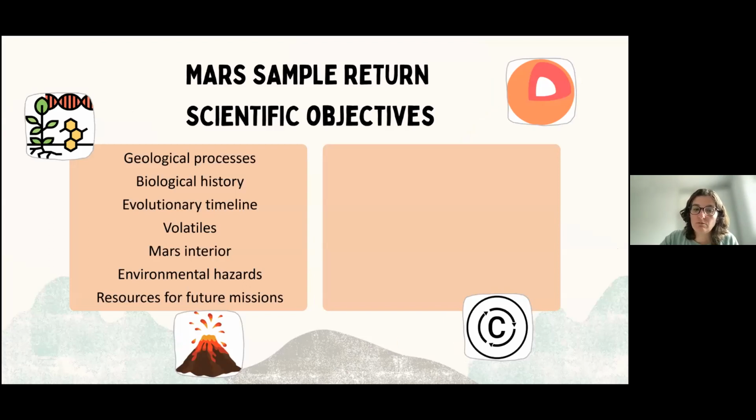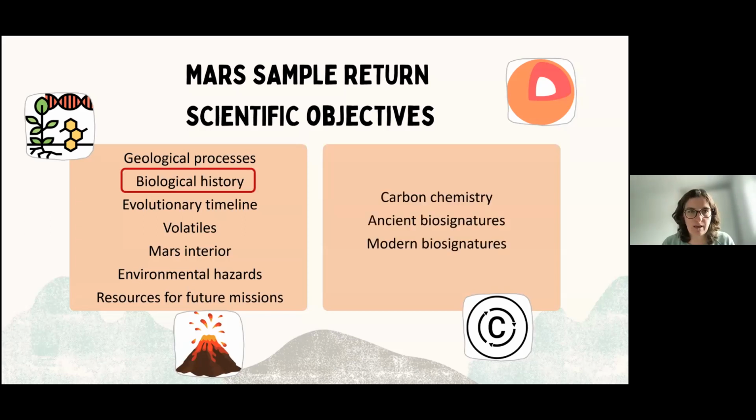This mission developed a series of scientific and engineering objectives. From the scientific point of view, the objectives are divided into 7 that include the geological processes, biological history, evolutionary timeline, volatiles, the interior of Mars, the environmental hazards, and also resources for future missions. But among all these objectives, the biological history comes with 3 objectives. That in this case is to study the carbon chemistry on Mars, ancient biosignatures, and modern biosignatures.